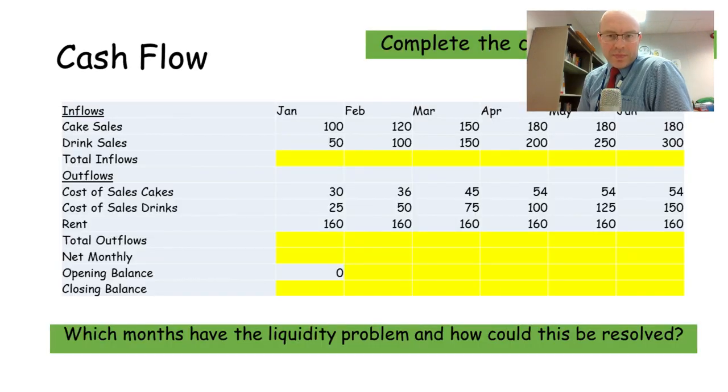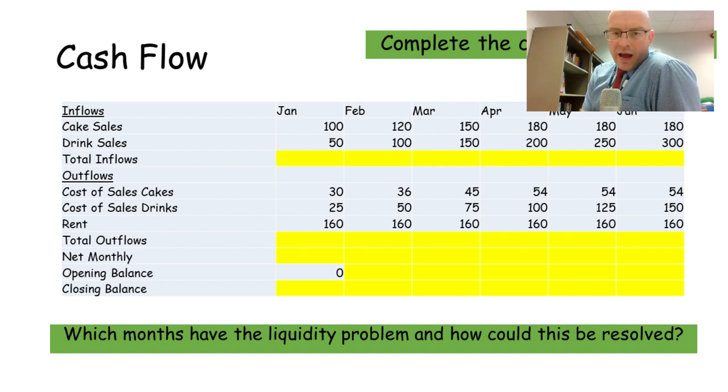Okay, on this one, you had to complete the cash flow forecast. So, rather than doing the whole forecast for you, I'm going to take you through the first few columns so you can see basically how you calculate this and obviously where the liquidity problem may have been. To get your total inflows, you just need to add together your different inflows. So in this case, you've got cake sales and you've got drink sales. In the first one, you'd have 150 for January, 220 for February, 300 for March, 380 for April, 430 for May, and 480 for June.